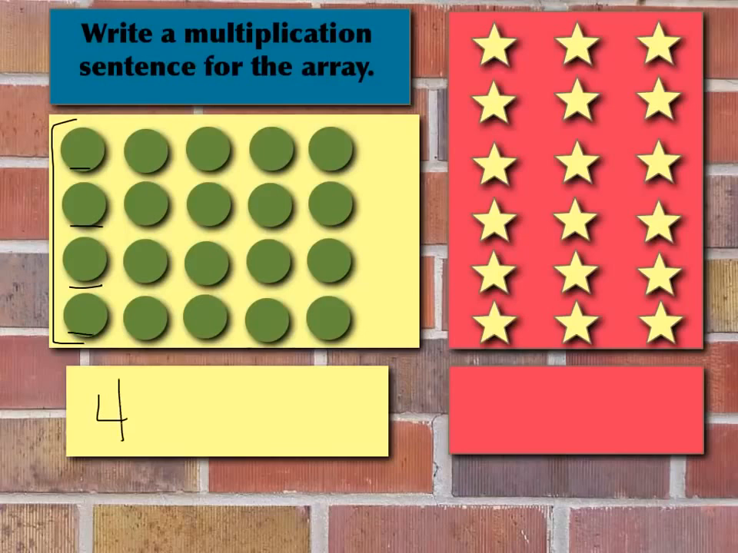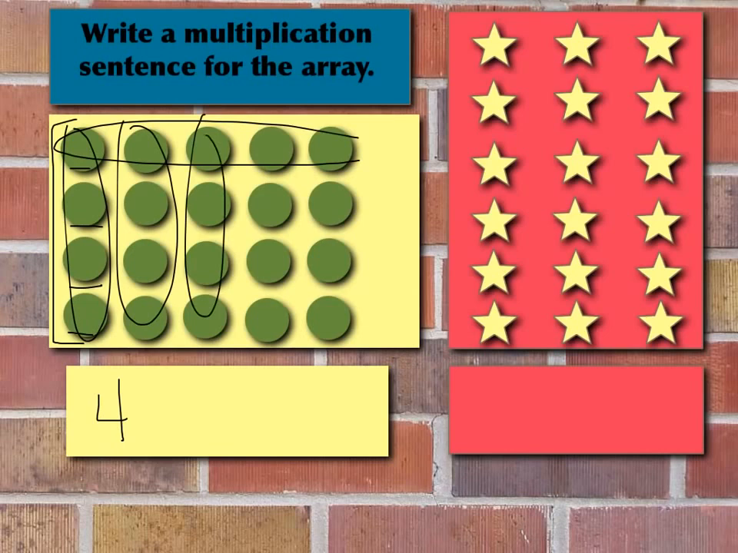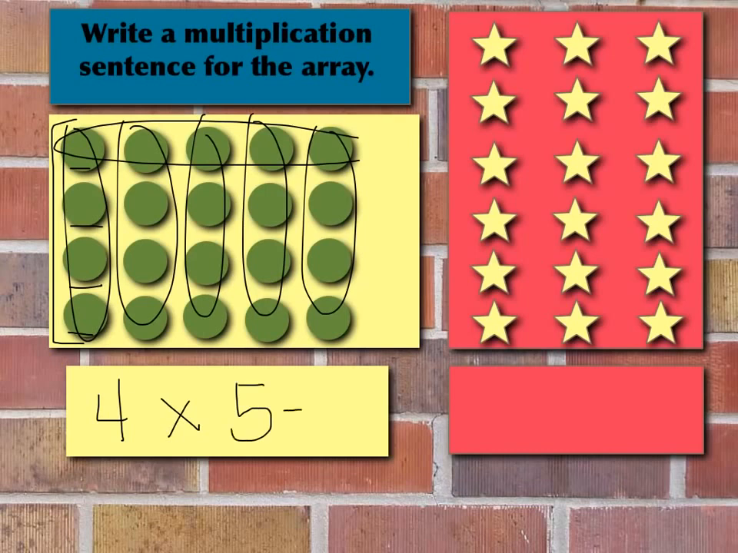And then let's see how many columns we have. When we look in our columns, we have 1 column, 2, 3, 4, 5. So we have 4 rows times 5 columns, and that equals 20.